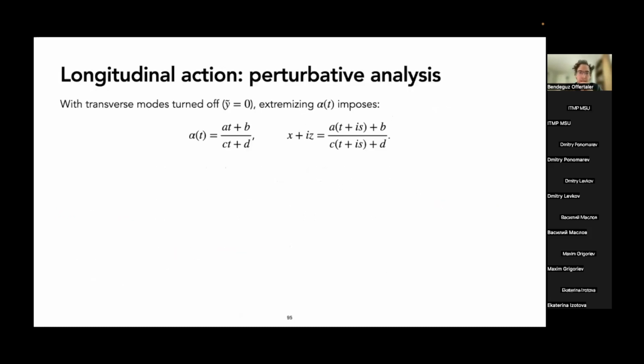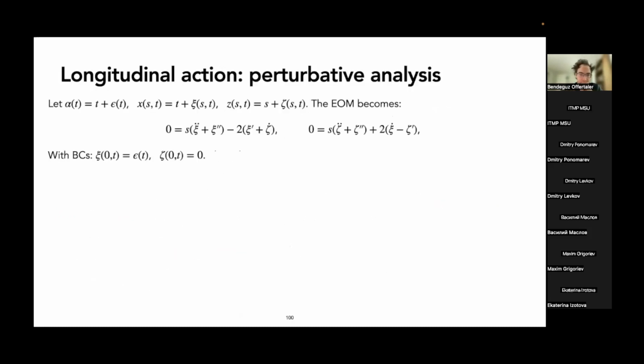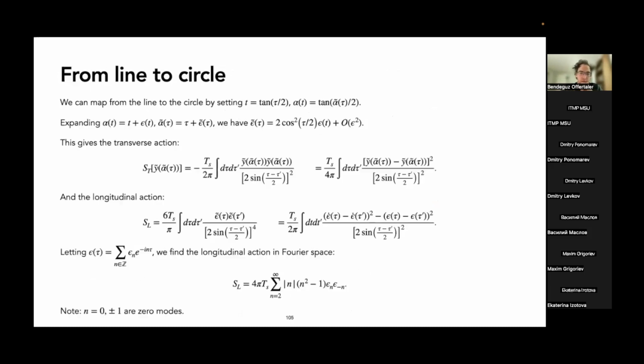Okay, let me skip these slides on deriving the longitudinal action. I can come back to them if people have questions. So far, the discussion was on the Poincare half plane, whose boundary is a line. But we can also consider the Poincare disk, whose boundary is a circle, and the analysis is essentially the same. The expressions for the transverse action and longitudinal action are essentially the same, except with Euclidean distances replaced by chordal distances on the circle.